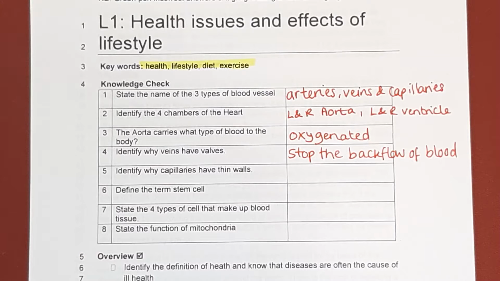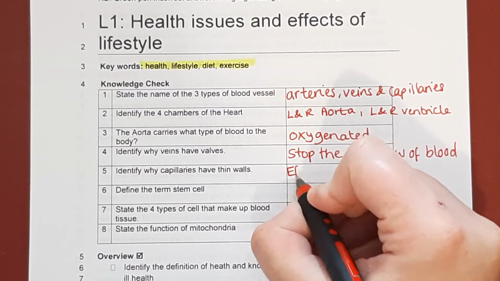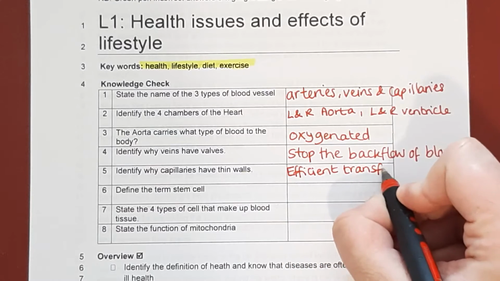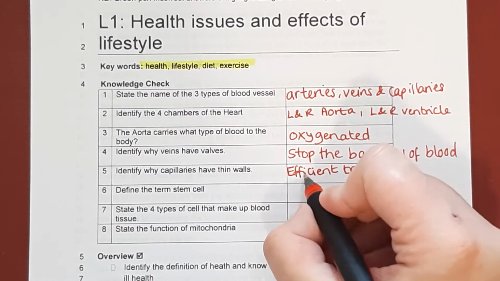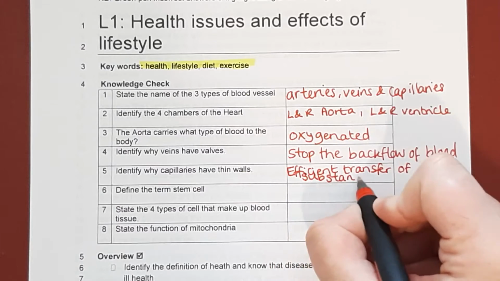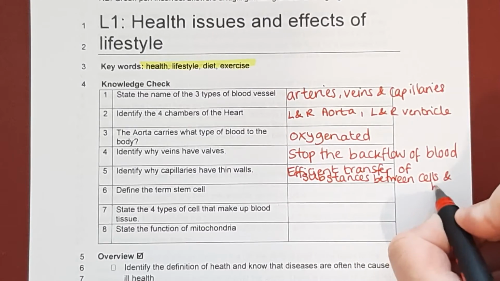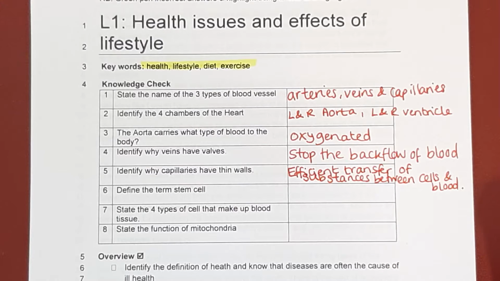Identify why capillaries have thin walls. This is to allow for the efficient transfer of substances, such as gases like oxygen and carbon dioxide, between the blood and the tissue. Define the term stem cell. So a stem cell is an undifferentiated cell and it has the potential to grow into many different types of cells.